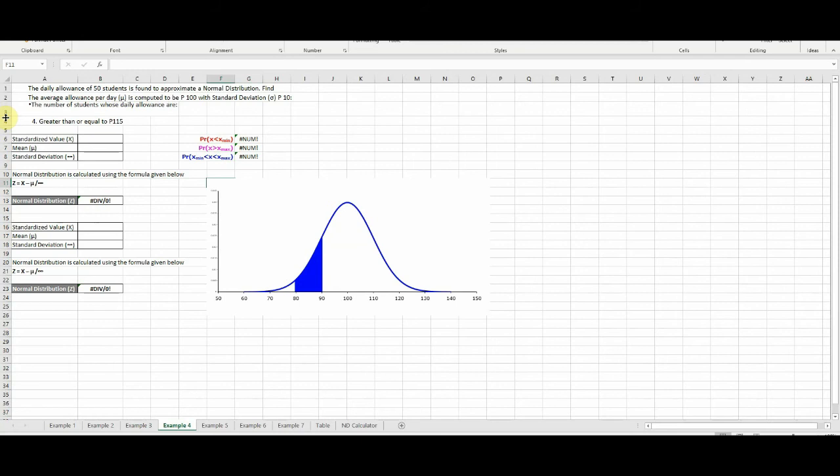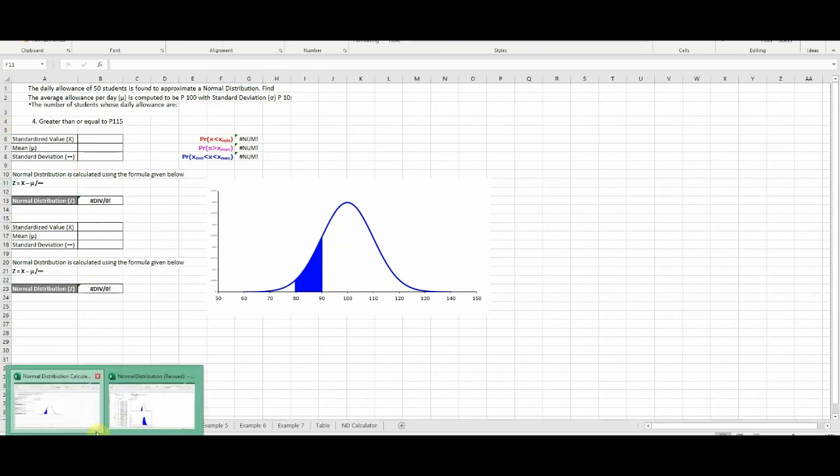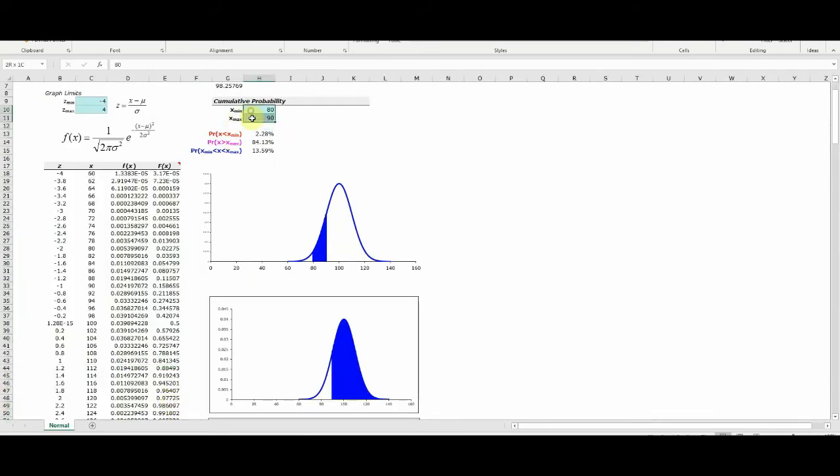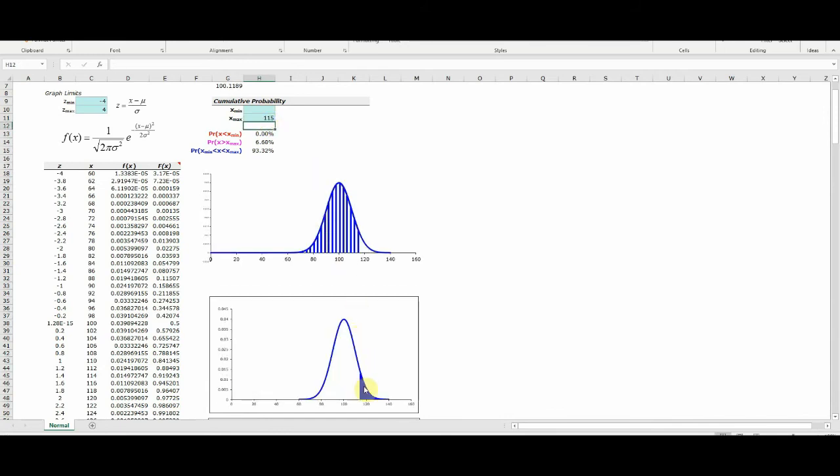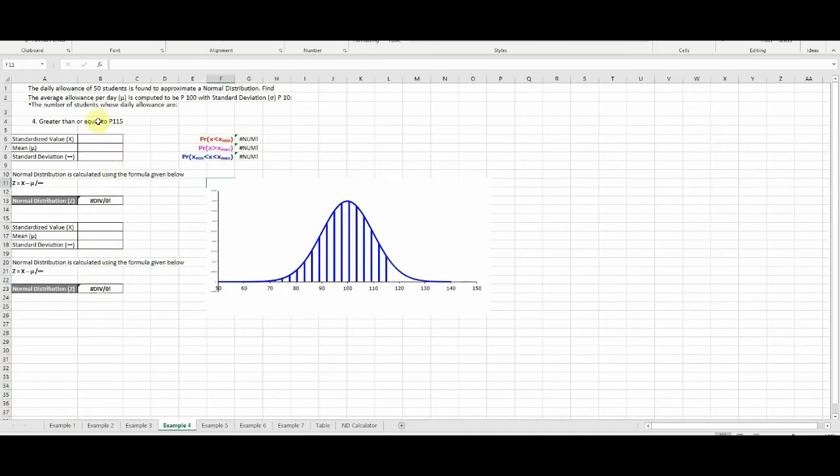Now, suppose we're going to get greater than or equal to 115. Let's erase this first. First is 115. If you're going to place 115, it is on the right side, going to the right. Why? Based on this statement, it is greater than 115.